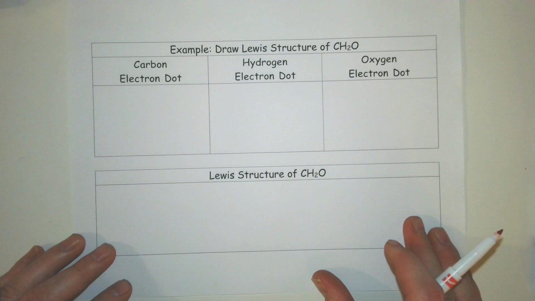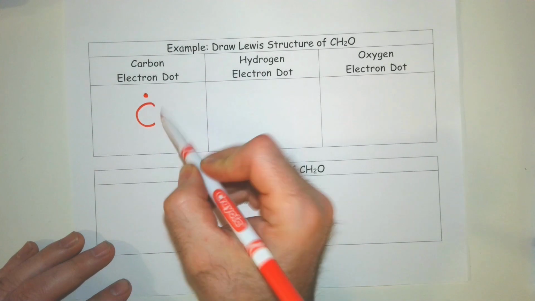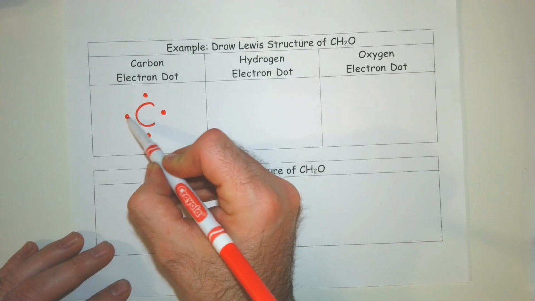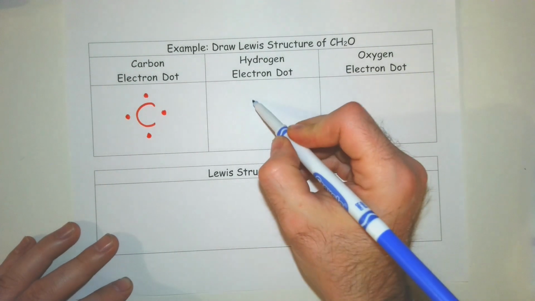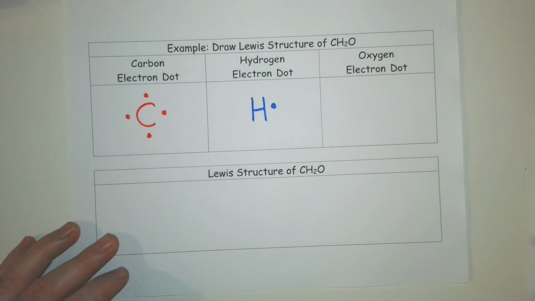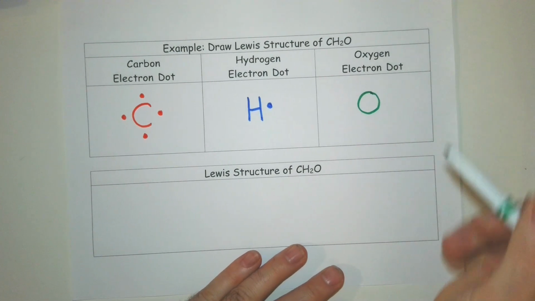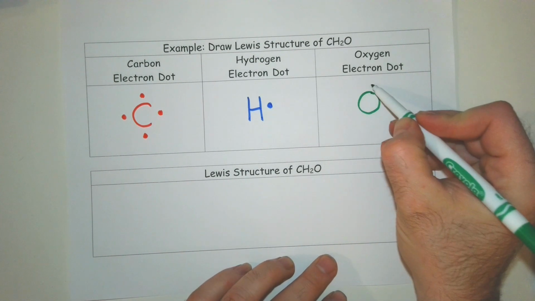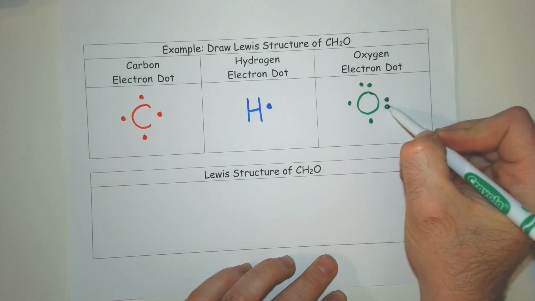Let's go ahead and determine the number of valence electrons of carbon. Carbon is in group 14, so it's going to have 4 valence electrons. We're going to put 1 on all 4 sides because they don't pair until the 5th one. And we can see that that's going to have 4 bonds because it has 4 unpaired electrons. So next, let's do hydrogen. Hydrogen has 1 valence electron, and that's going to be its electron dot notation. And for oxygen, we've done this one before. It is in group 16, so it has 6 valence electrons: 1, 2, 3, 4, 5, and 6.